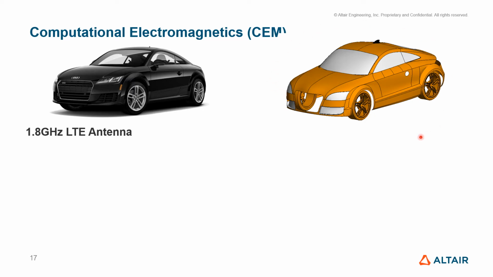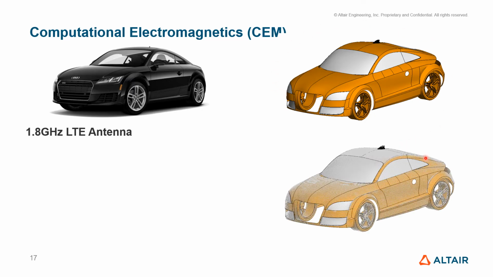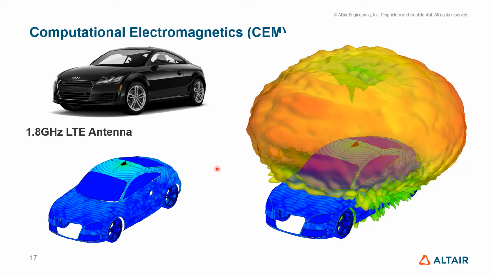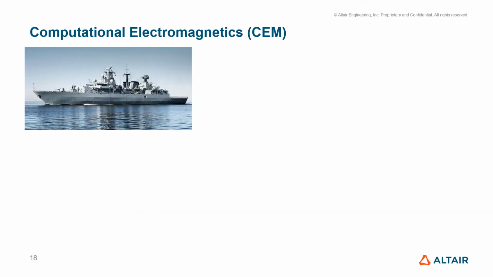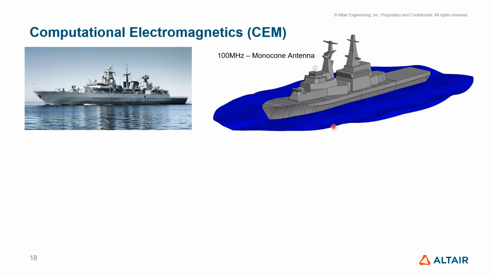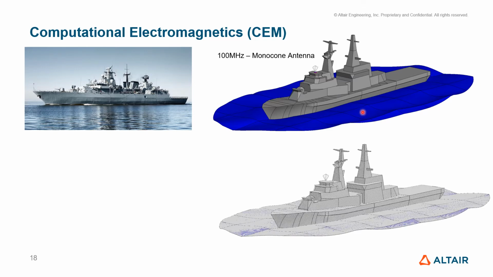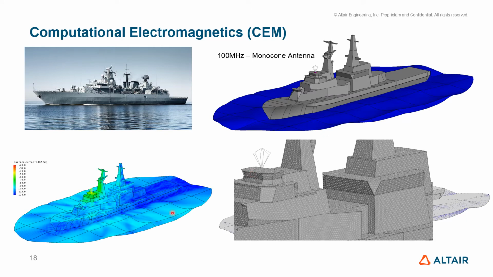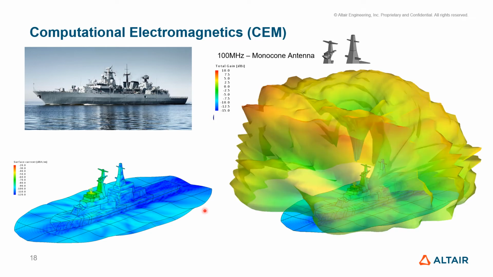And of course, we can take the CAD model of the car, and then you can discretize it. You can look at the mesh, and then you can compute the currents, and then you can compute the radiation pattern. Similarly, you can take, let's say, a ship on the water, and model the ship geometry with a little bicone antenna at 100 megahertz. Water can be modeled as a lossy surface. You can discretize with triangles, and then compute the currents, both on the ship as well as on the water, and then compute the radiation patterns.